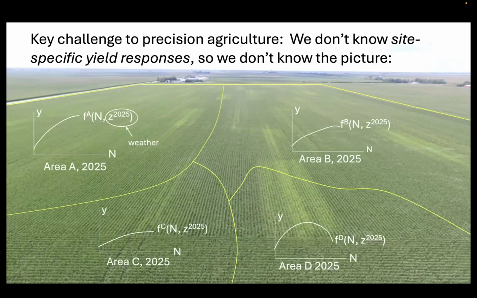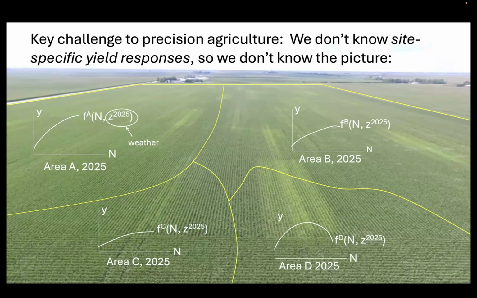All right, so that means the key challenge to precision agriculture is to understand how yield on different parts of a farm field responds differently to an input in different years. Here I've assumed that this field has 4 different management areas, A, B, C, and D, and those are determined by what the yield response looks like to N, which is nitrogen fertilizer, in particular years.